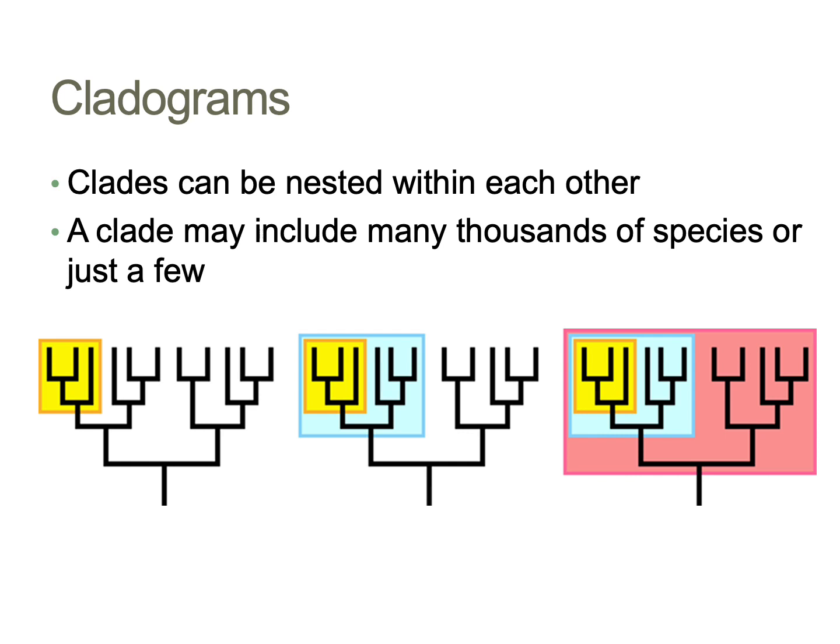Sometimes you can actually nest these clades within each other. A clade may include many thousands of species or just a few. So you can call this a clade, this a clade, this a clade. So these can be nested.